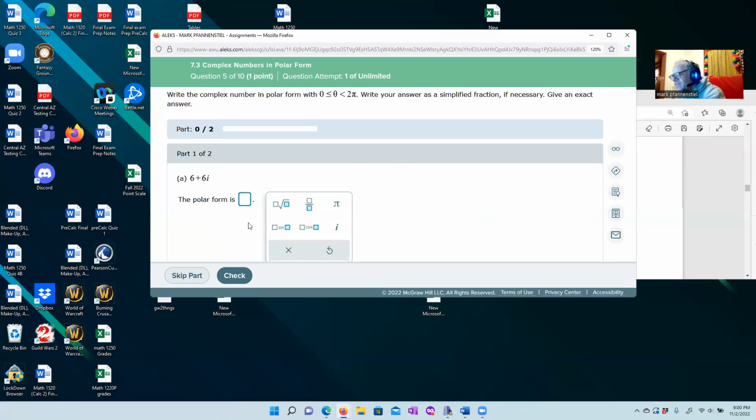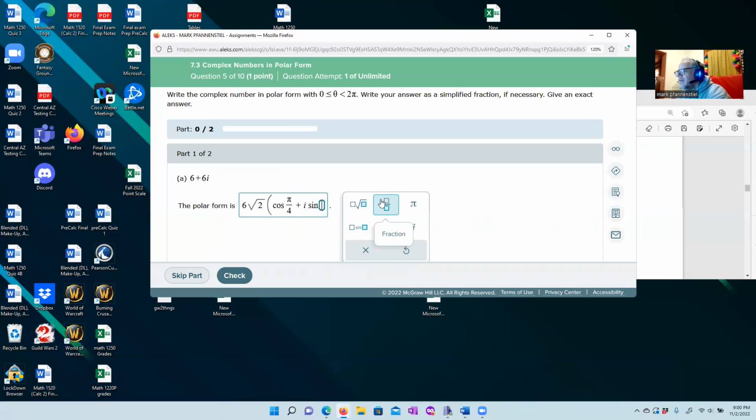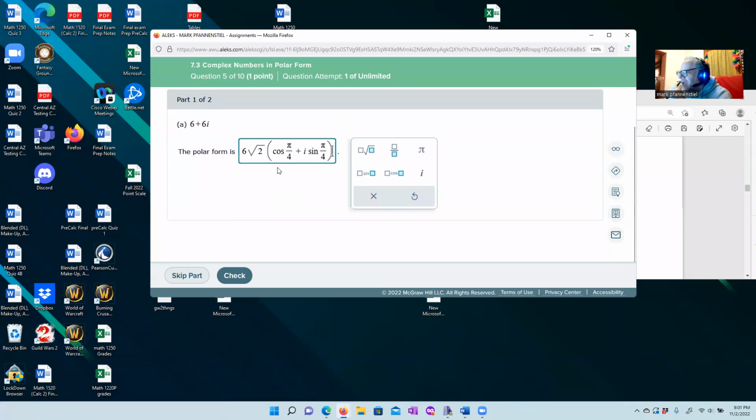So this is going to be 6 root 2, and then parentheses, and we have cosine. Oh, how about cosine of pi over 4 plus i sine pi over 4. I think you could use this as well. All the cool kids are saying it these days. Okay, so I think you could use cis for doing the same thing, right?